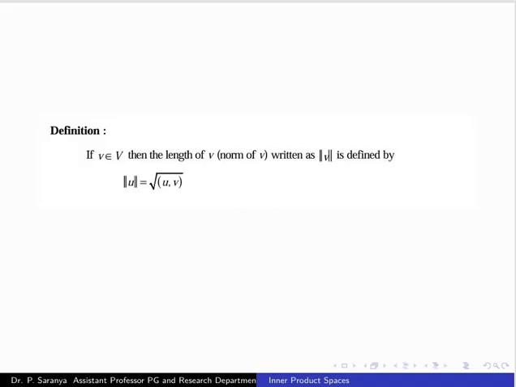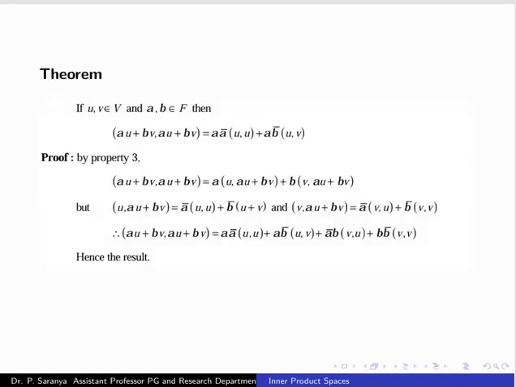Next, we see the definition for norm of v. If v belongs to V, then the length of v, or norm of v, written as norm v, is defined by norm v equal to the square root of the inner product of (v, v).